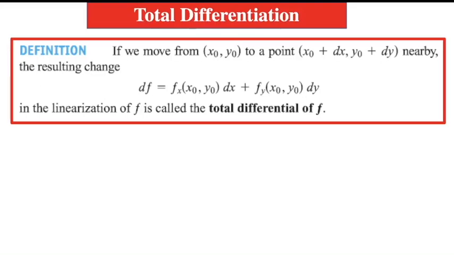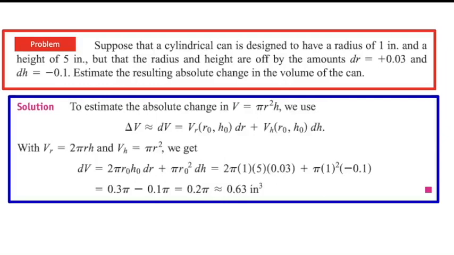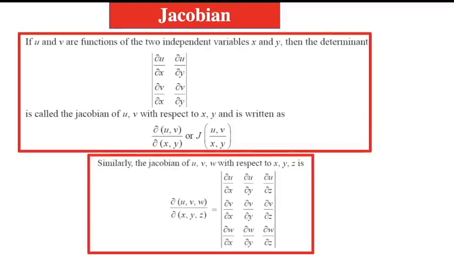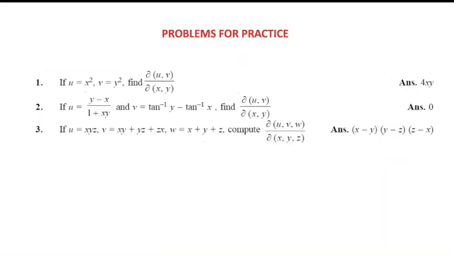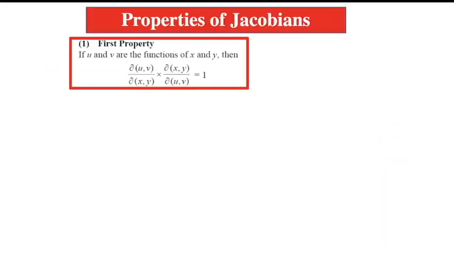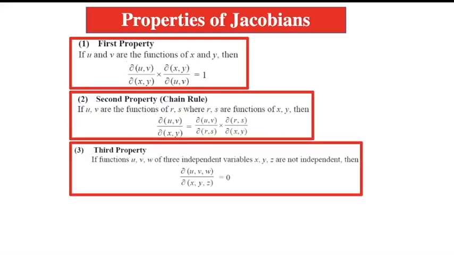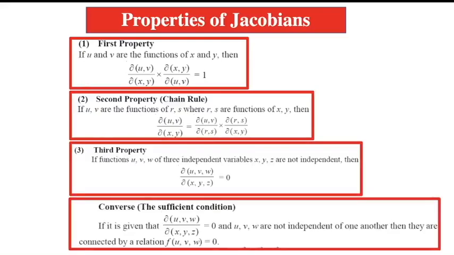Then we see total differentiation. What is total differentiation? I will explain it here, and then I will take a real world problem showing the application of total differentiation. Then I will start the Jacobian for two independent variables x and y. Basically, the Jacobian is used to check whether two given functions are dependent or independent. So I will discuss the first example, then practice examples, then the properties of the Jacobian. There are three important results related to the Jacobian that I will discuss.